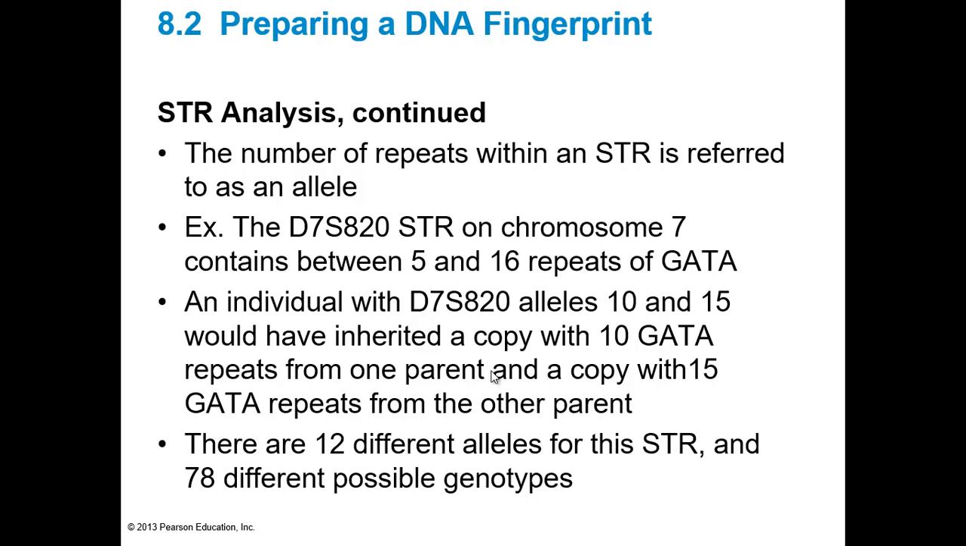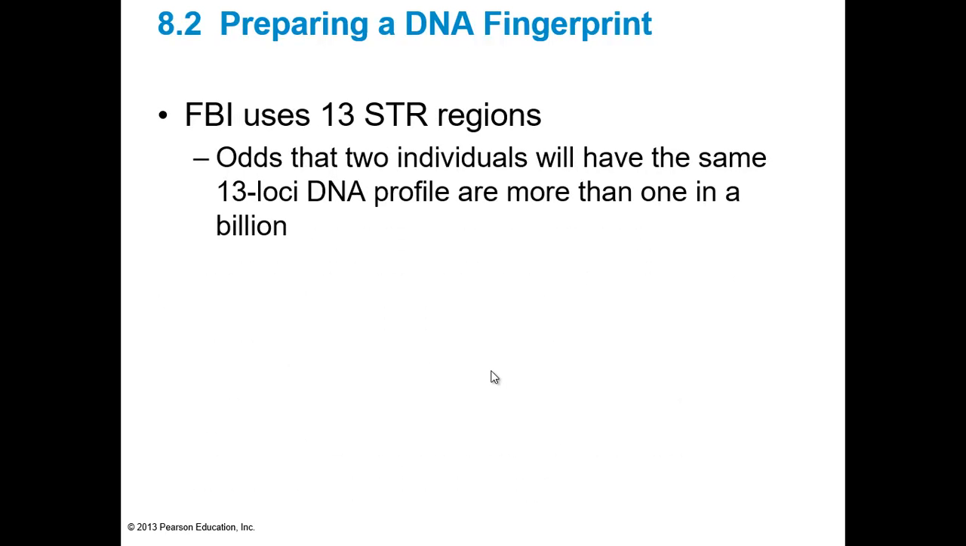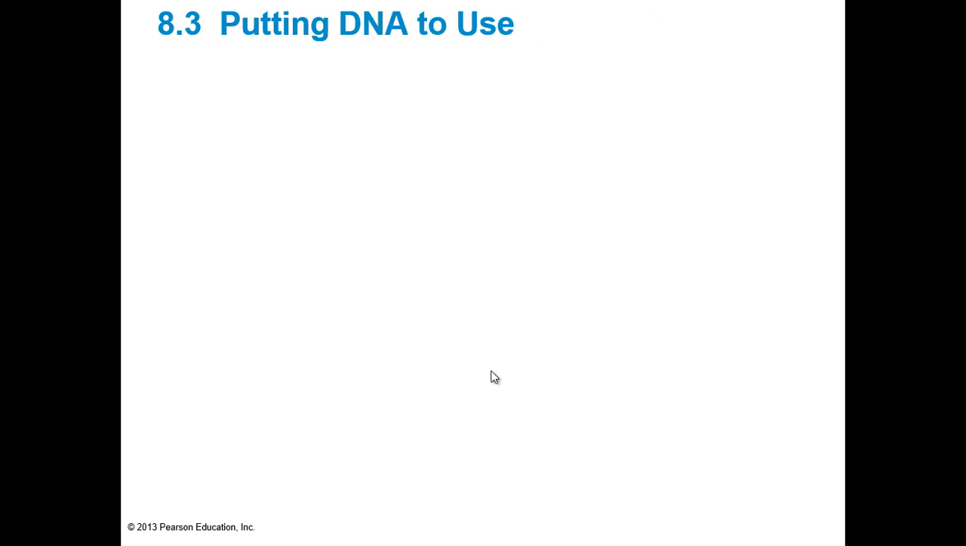I mean, we don't want to narrow this down to 78. We want to narrow this down to 1 in millions. Okay, so we have to do all 13 of these STR regions in order to do that. And when we do that, the odds that 2 individuals would have the same STR patterns for all 13 would be over 1 in a billion. So it is a really robust identification method.